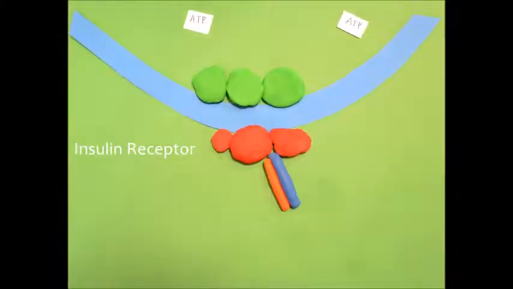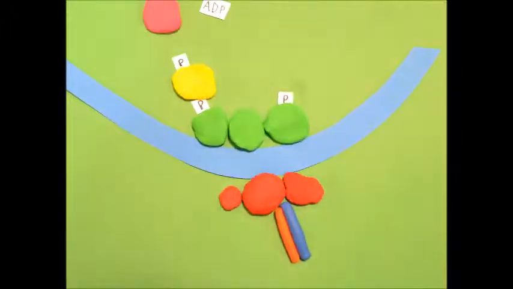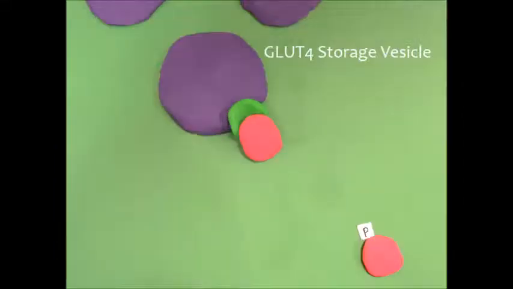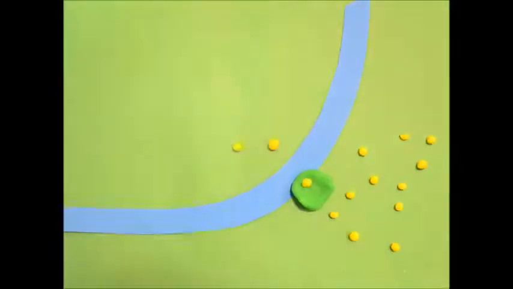Phosphate groups are added to the insulin receptor through autophosphorylation. Many proteins are phosphorylated as the signal travels through the cell. The last protein to be phosphorylated moves towards the GLUT4 storage vesicle pool where it binds with Rab protein, allowing the storage vesicles to merge with the membrane and use GLUT4 proteins to transport glucose into the cell.